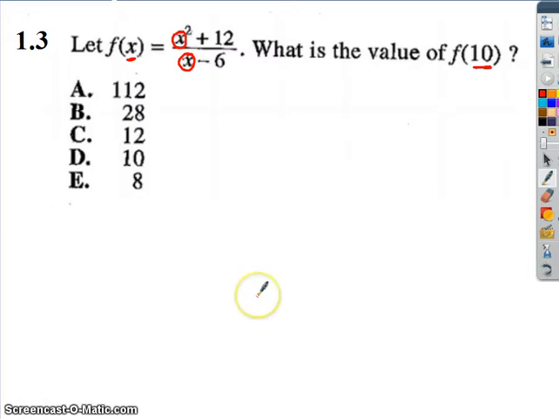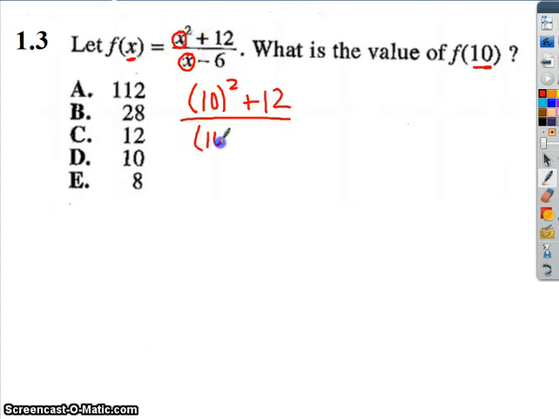I highly recommend you always put parentheses around everything you plug in. This one's not a big deal, but if that was a negative 10, it would make a huge difference whether you use the parentheses or not. So parentheses 10 squared plus 12. Notice I just did the top, putting a 10 right here, over parentheses 10 minus 6. So you could type in the top in your calculator and get an answer. 10 squared is 100. 100 plus 12 is 112.